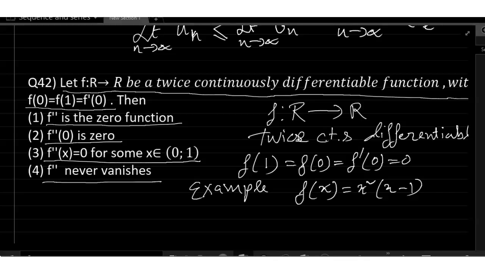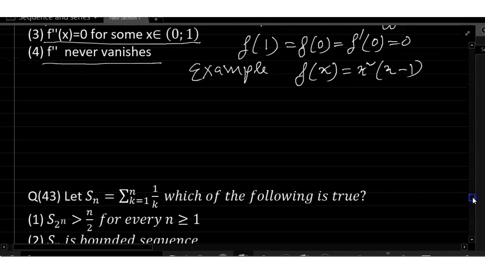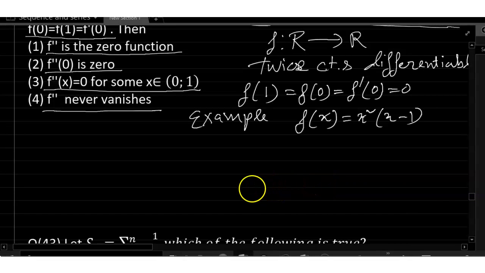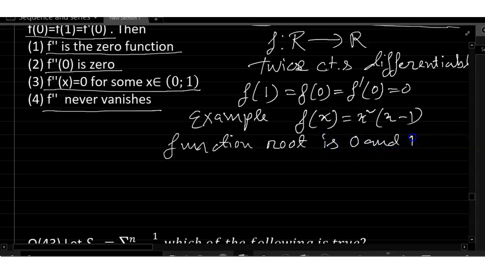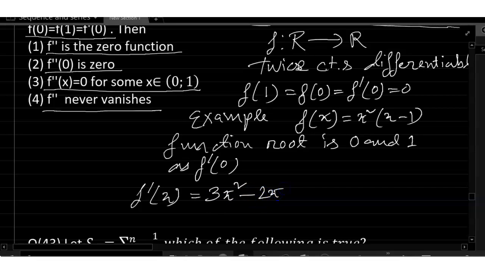So we construct, we give an example. Now the roots of the function are 0 and 1, as f dash 0. And f dash x equals 3x square minus 2x, and f double dash x equals 6x minus 2.